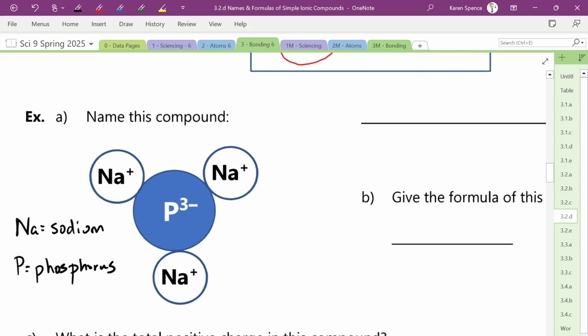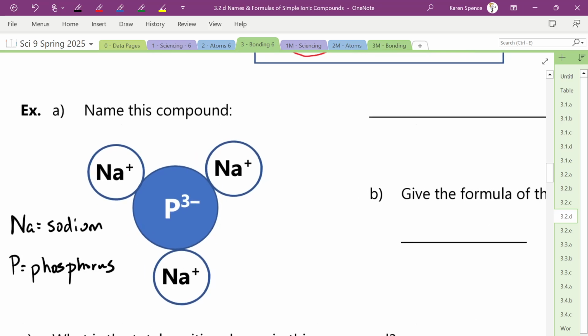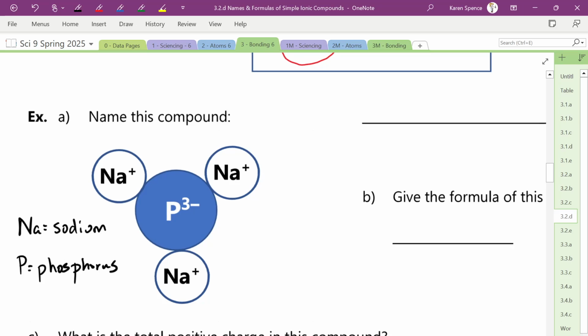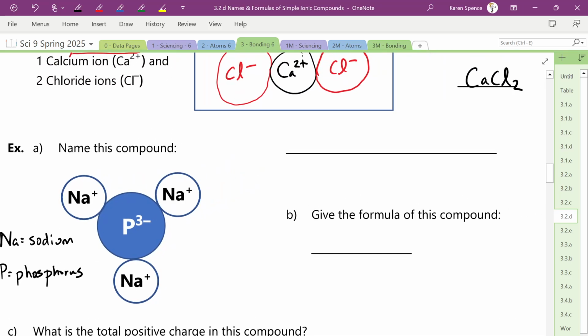So this compound is made of sodium and phosphorus. Na is sodium, P is phosphorus. So which one would come first in the name? Sodium, because that's the metal. So the metal comes first. And the nonmetal comes second.